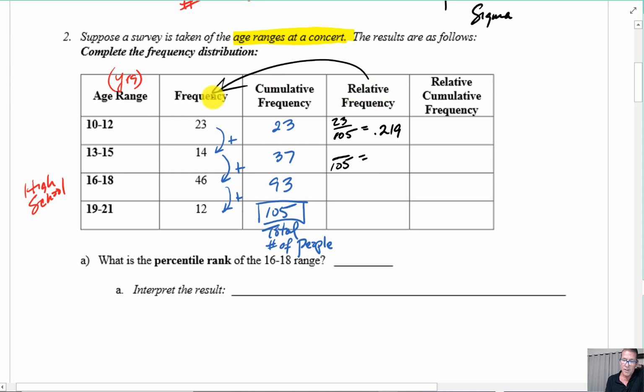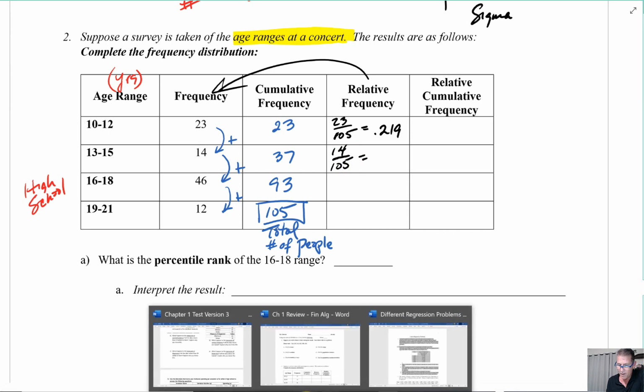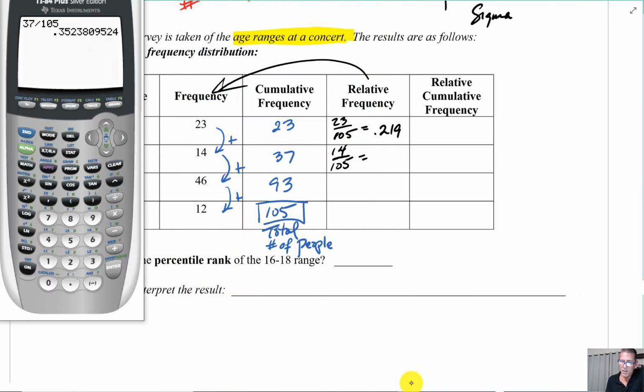The relative frequency is the frequency divided by the total. So 23 out of 105, that's correct. 14, it should be 14 over 105, or divided by 105. So let's redo this here. That's incorrect. Kind of glad I made this mistake in front of you guys because, number one, I noticed it and I showed you how to fix it. But this is the most common mistake made because the column to the left is the cumulative frequency. Okay, I'll deal with that in a minute.